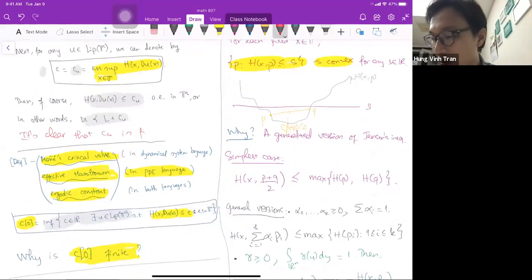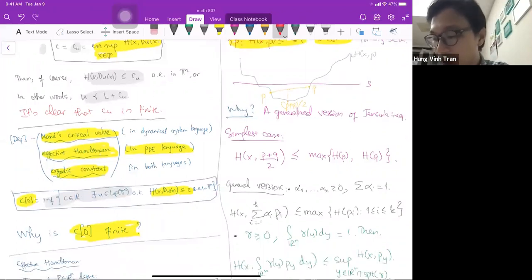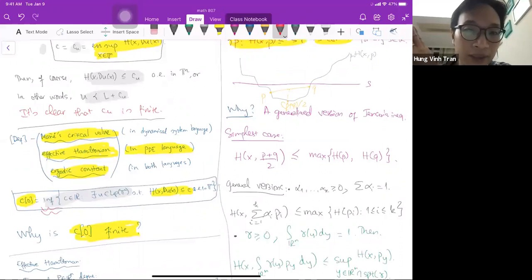Why is it clear that it's finite? Because du is bounded, right? u is Lipschitz, so you take h of x and some bounded vector, and you take the essential supremum, it has to be bounded. So cu is finite, okay? And for C0 here, you are taking the infimum of a bunch of things. So clearly it couldn't be infinity because it's already bounded by something, okay?